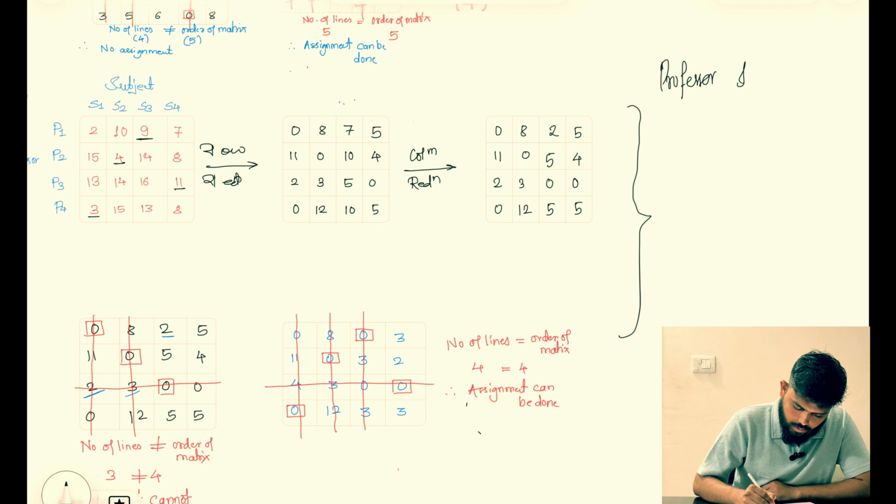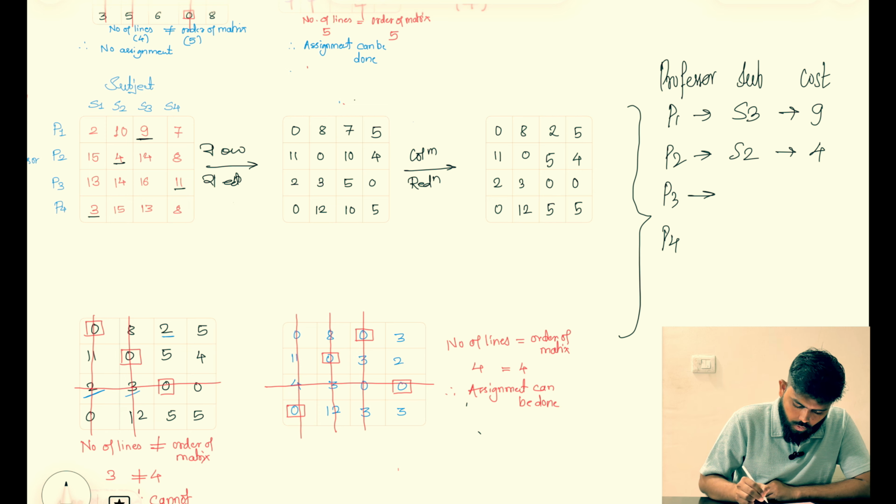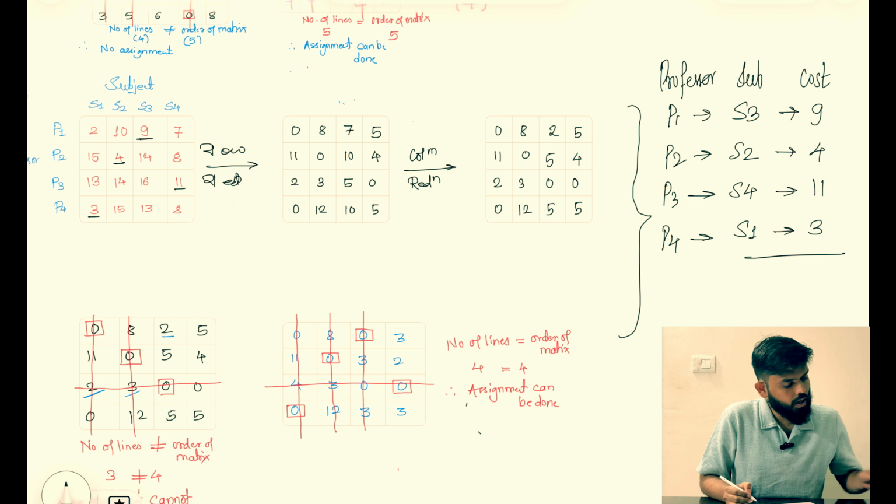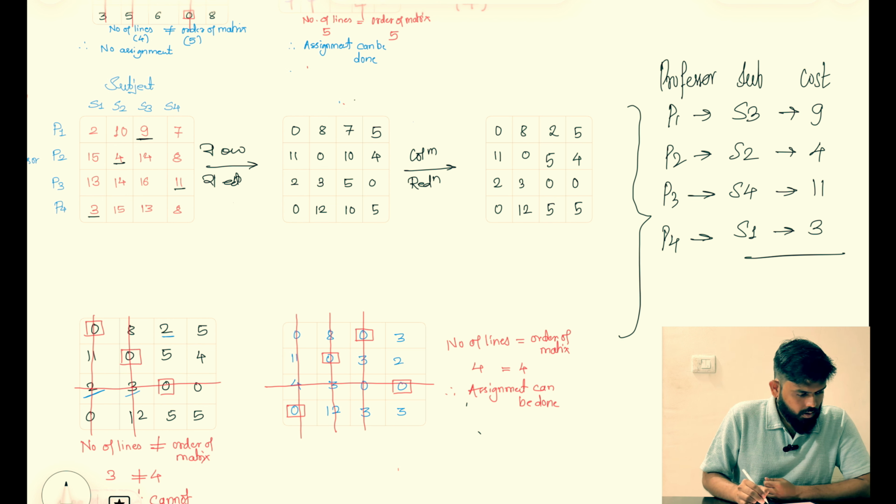Okay, so we can summarize as professor, subject and cost. So professors P1, P2, P3 and P4. Professor P1 will be allotted subject number 3, where the cost will be 9 rupees. Professor P2 will be allotted subject number 2 with the cost 4 rupees. Professor P3 will be assigned subject number 4 and the cost will be 11 rupees. And finally Professor P4 will be assigned the first subject where the cost is 3 rupees. Okay, so the total cost here will be 27 rupees.